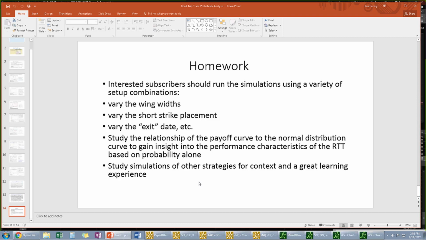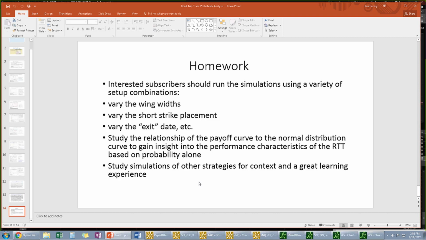So anyway, I think that is about it. And so I hope everybody got something out of this, and I hope you can see the way that the probability analysis actually plays into the rationale for the road trip trade and the rationale for the adjustments.